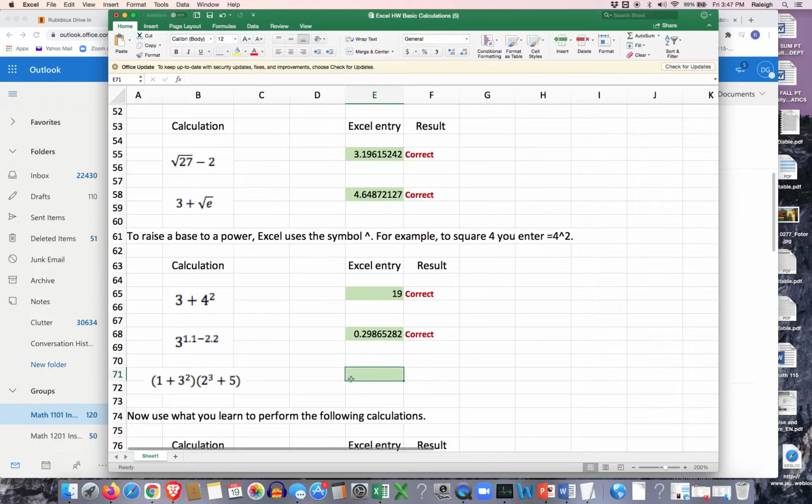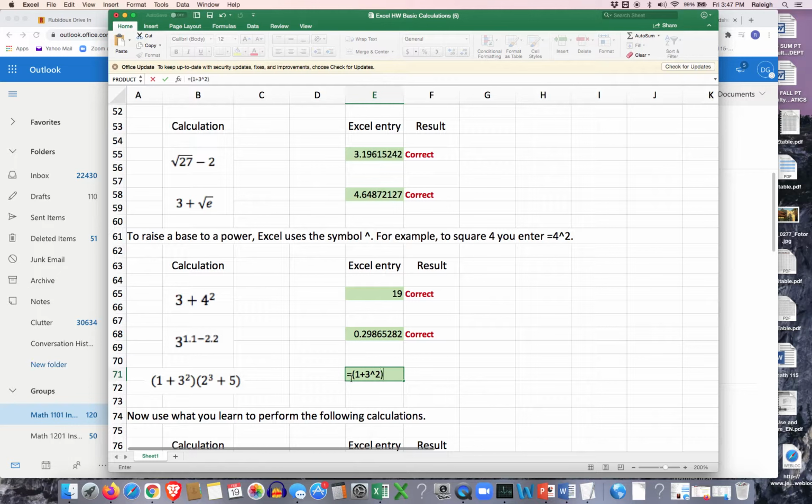So let's go ahead and put in equals for this next one, a little bit more complicated now. Definitely use parentheses here, even though it's not a fraction. We just have two separate situations. 1 plus 3 squared. Oops, got to put the caret in there. Capital 6.